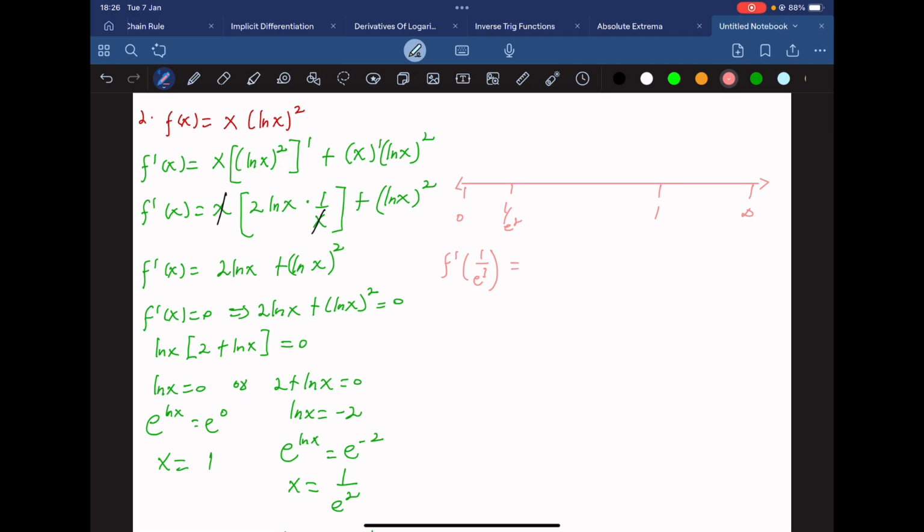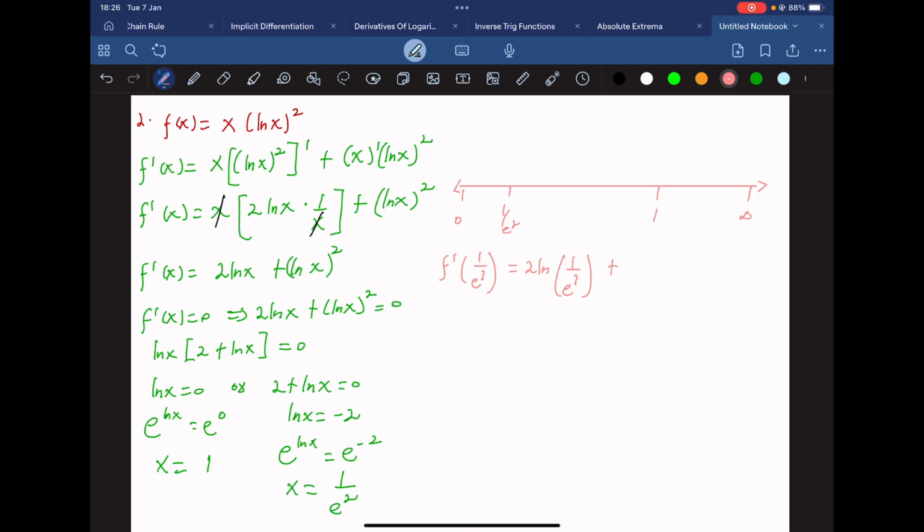So to do that, our f prime is what we had over here. So we have 2 natural log of x. Now x in this case is 1 over e cubed, then plus ln of x, but x is 1 over e cubed, then all squared. So this will just simplify to, in this case, we have 2 ln 1 over e cubed can be written as -3, then plus over here we have ln e to the -3 all squared. So now, using the properties of logarithm, we can have -3 ln of e.